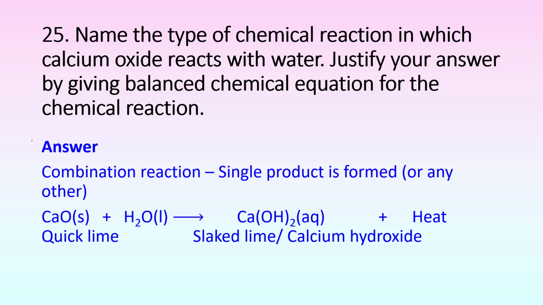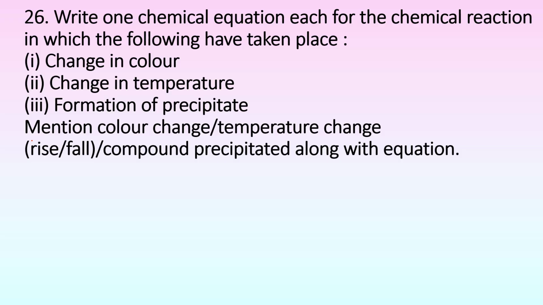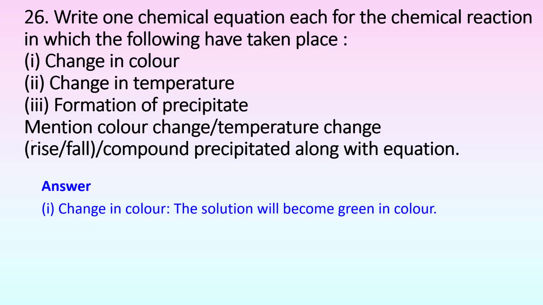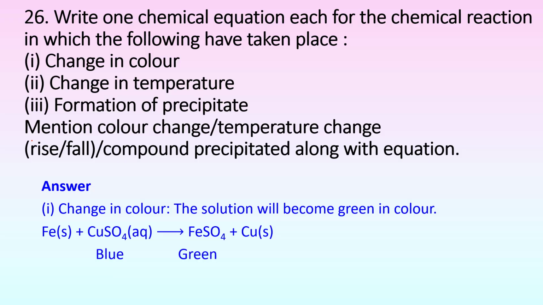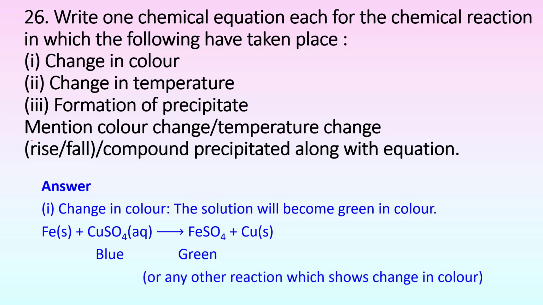Next, question number 26. Write one chemical equation for the chemical reaction in which the following have taken place. First, change in color. For change in color, the solution will become green in color. Fe plus CuSO4 giving rise to FeSO4 plus Cu, and here CuSO4 is blue in color and FeSO4 is green in color, or any other reaction which shows change in color.